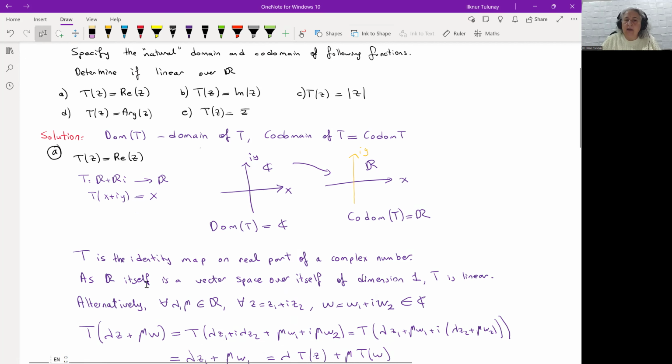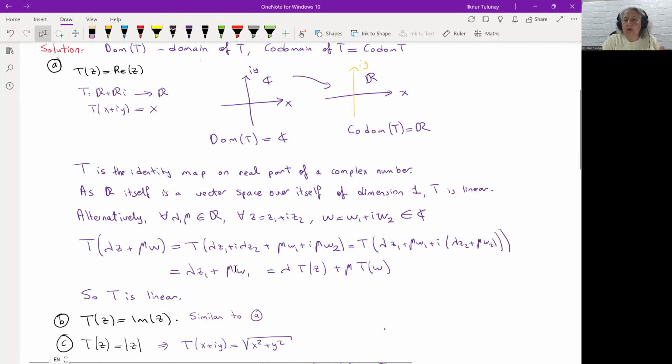So T is an identity map on the real part of the complex number. As R itself is a vector space over itself with dimension 1, T is linear. This is good enough to say for a person who knows what a vector space and dimension are. But if we want to show that T is a linear map or not, we need to prove it.